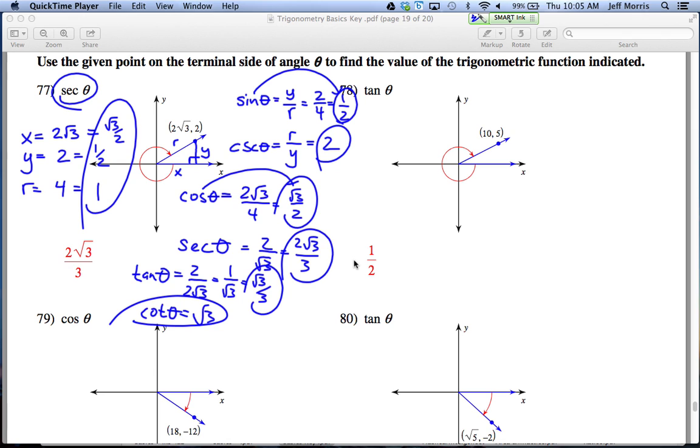Tangent. Do tangent. Okay? Tangent is supposed to be equal to root 3 over 3, right? So do inverse tangent of root 3 over 3. Got it now? Do inverse tangent of root 3 over 3. Okay, 30.